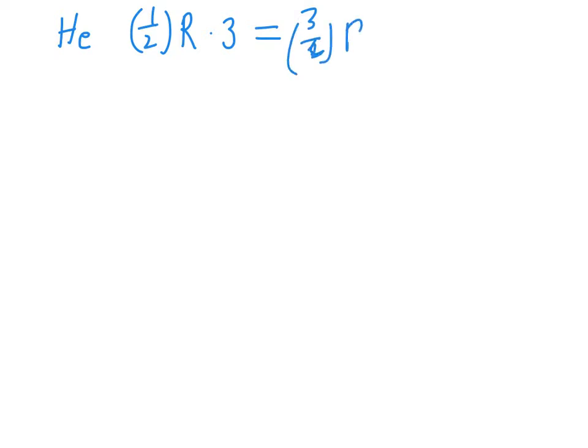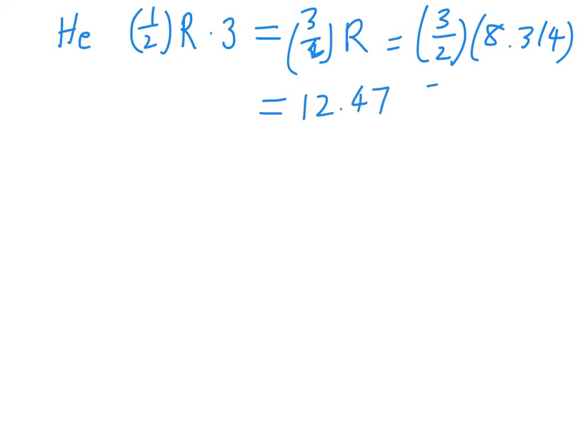Let's analyze this one even further. For the helium, I have 3 modes of motion. Each mode of motion contributes 1/2 R. So I have 3 modes of motion multiplied by 1/2 R, which equals 3/2 R. And R, the gas constant, equals 8.314. This will give me 12.47 joule per mole per Kelvin. This is the Cv for the helium.